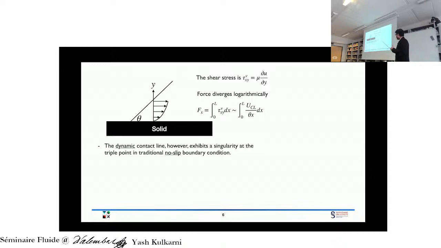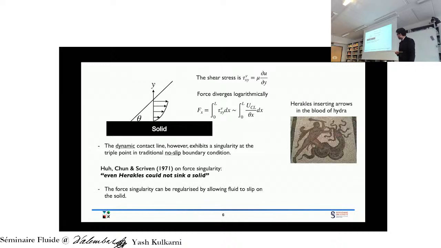need an infinite amount of force to move the contact line, and this was put in a funny manner by Huh, Scriven and Shun: an infinite amount of force means that even Heracles, who is supposed to be quite strong, could not sink a solid. So that's how this no-slip boundary condition is wrong.